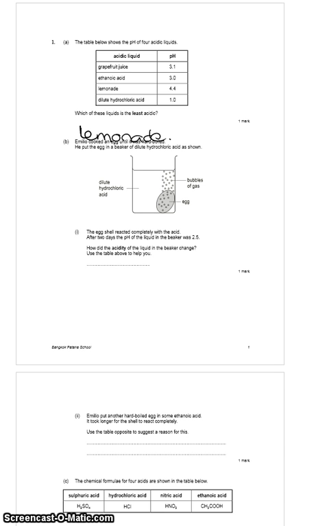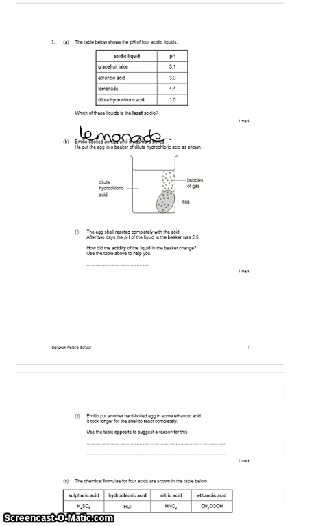Alright, so part B. Emilio cooked an egg until it was hard boiled. He put the egg in a beaker of dilute hydrochloric acid as shown. The eggshell reacted completely with the acid. After 2 days, the pH of the liquid in the beaker was 2.5. How did the acidity of the liquid in the beaker change? Use the table above to help you.